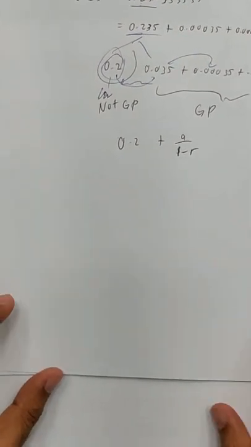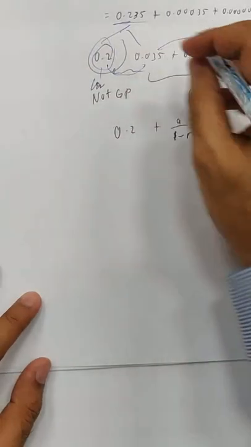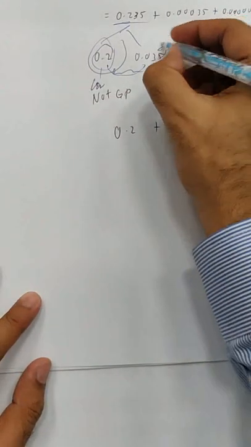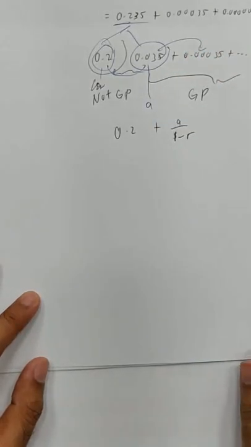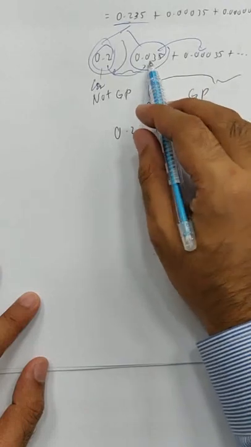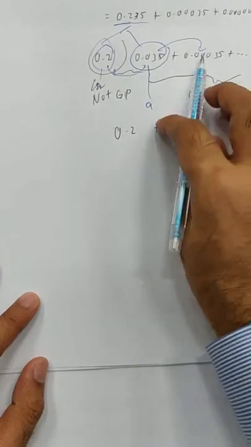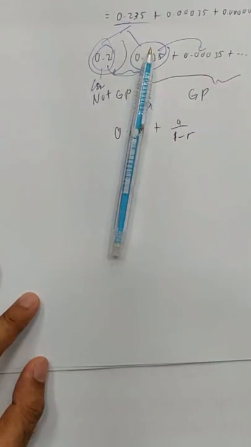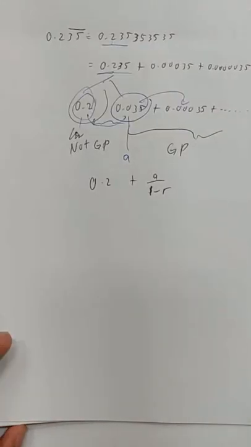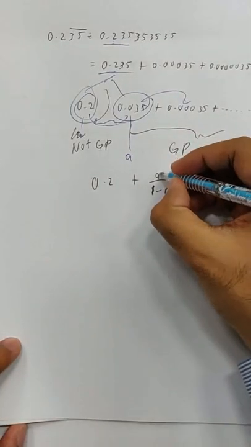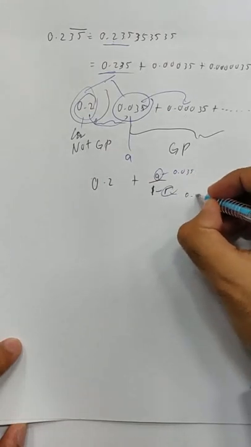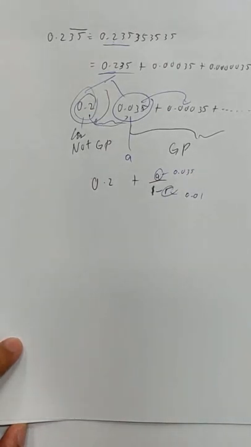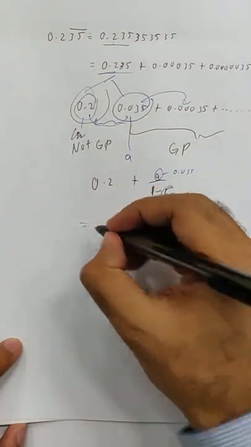So what's your A? Our A this time is 0.035. What's our R? This one divided by this one, as we have mentioned. How many decimals? Okay, let's continue. Sorry for the interruption. So our A is 0.035 and our R is 0.01, right? So what do you get for your final answer?